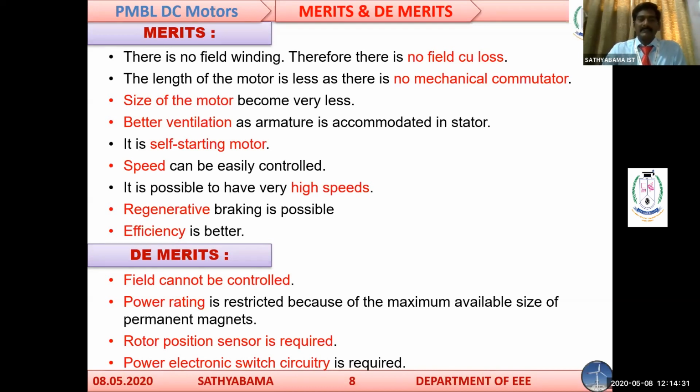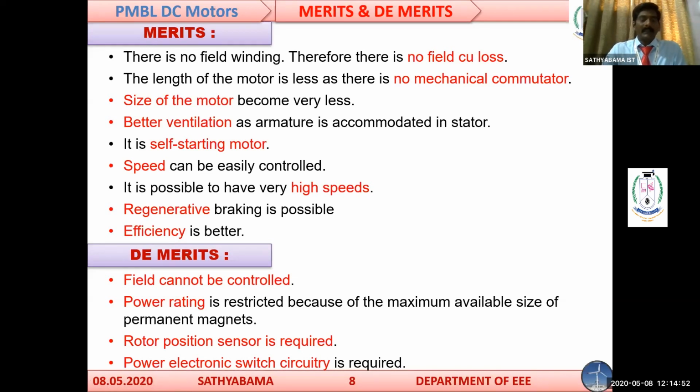The demerits: field control is not possible. That is, in the conventional motor there are two methods of speed control, that is armature control method and flux control method. Whereas here, permanent magnets are used in the rotor. Therefore, the flux control method, that is field control, is not possible.